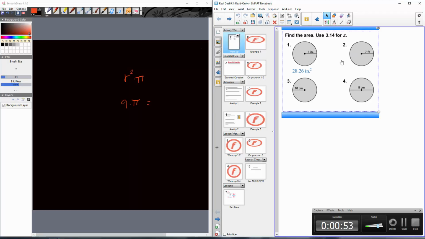So do the same thing for all these. Realize that for number 4 you have to divide by 2 first, but try doing this. All right, so you should have 153.86, 314, and then finally 50.24 centimeters squared.